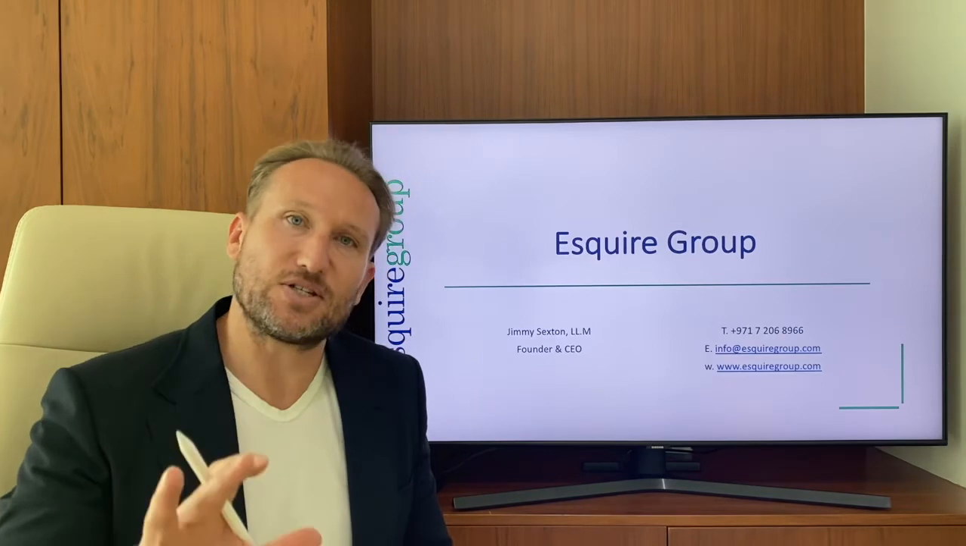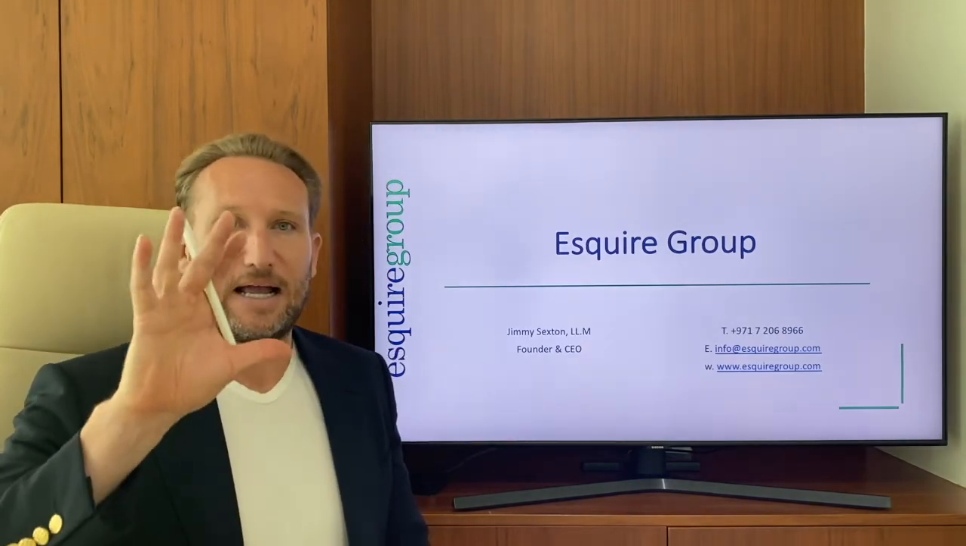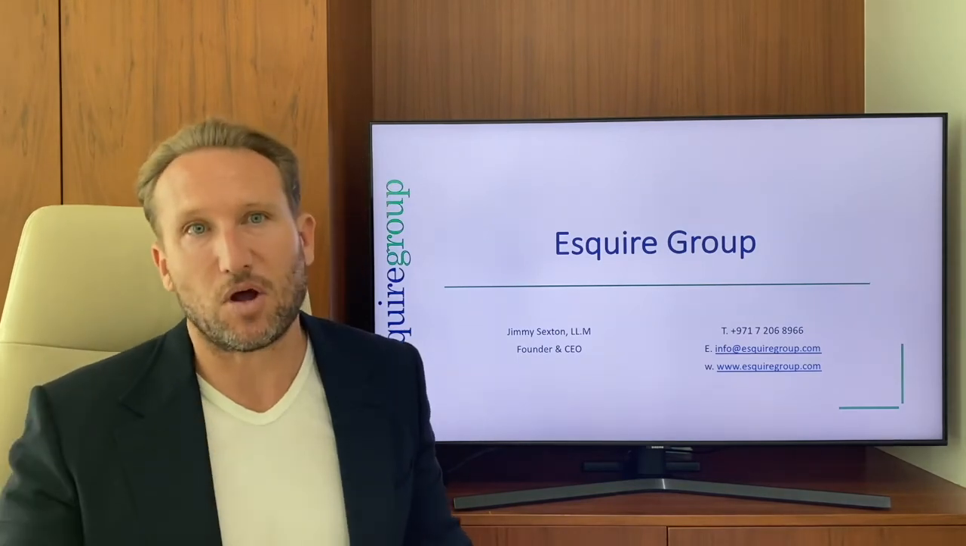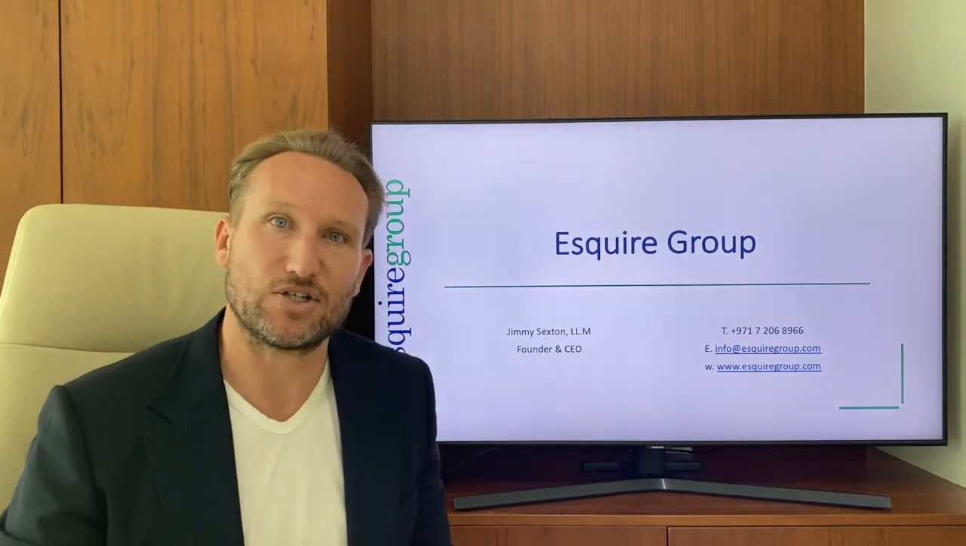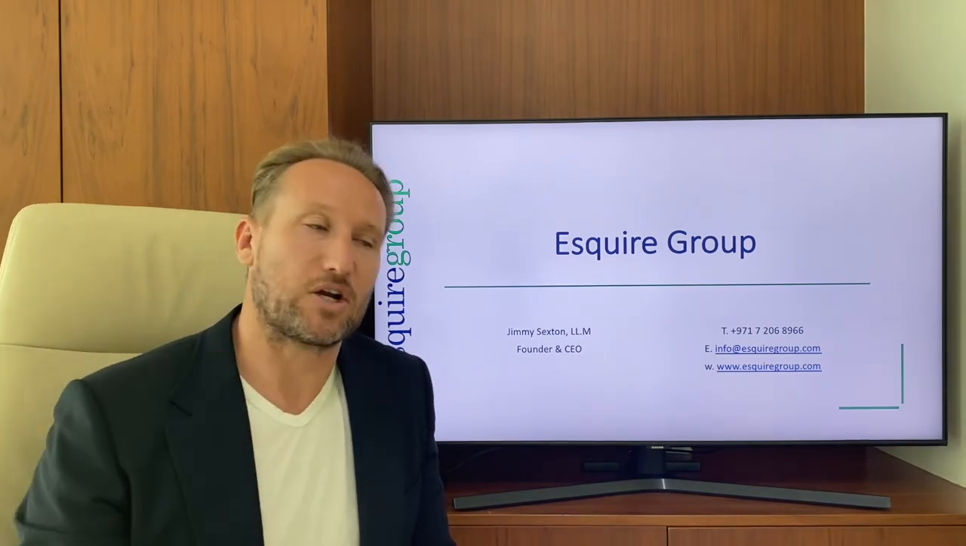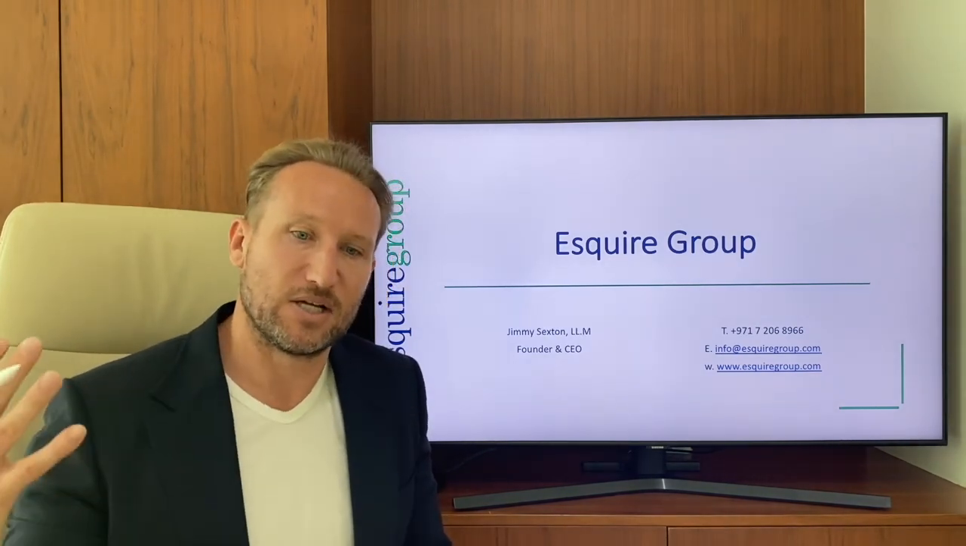I hope this not only explains the difference between charitable foundations and statutory foundations, but also gives you an idea of some of the benefits that statutory foundations have to offer in a wealth structuring context, because they're immense.